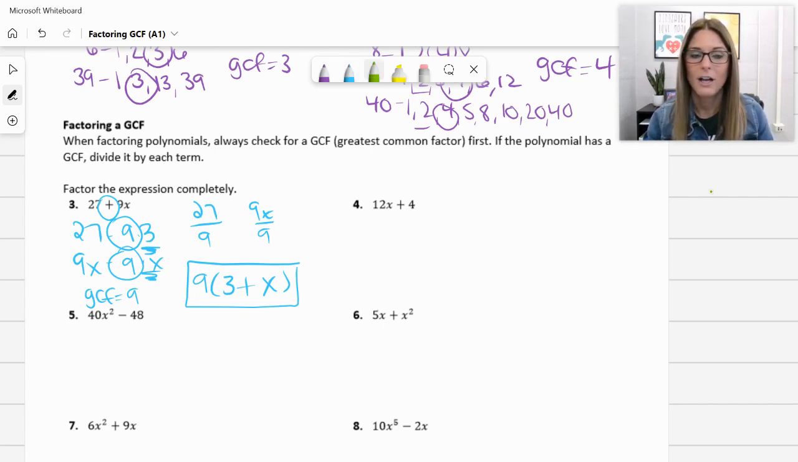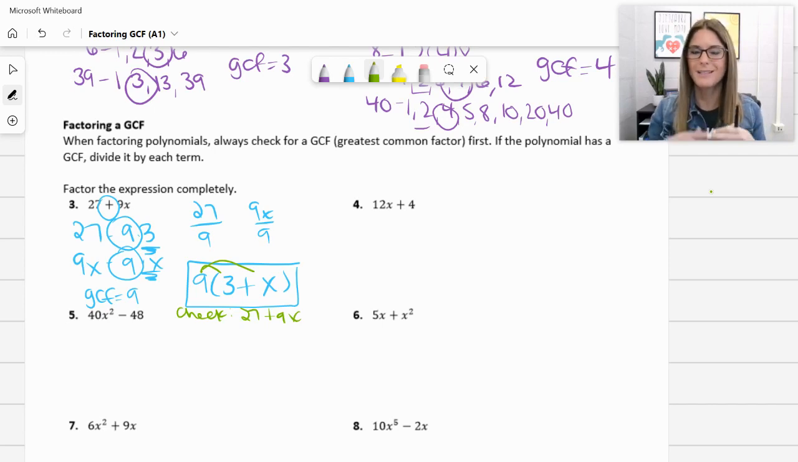If you're ever unsure as you're starting to factor for the first time, guess what you can do? You can check it. You can multiply this back through, do distributive properties. So I'm going to check right here. Quick check. 9 times 3 is 27. 9 times x is 9x. And we got back the original polynomial.